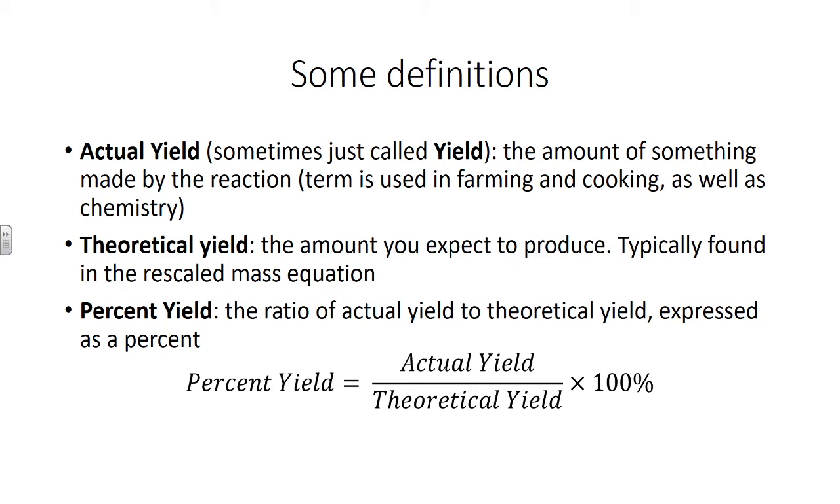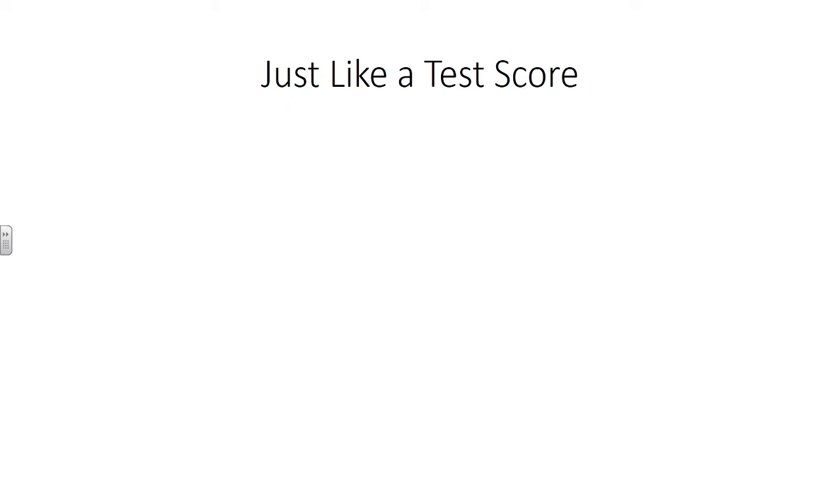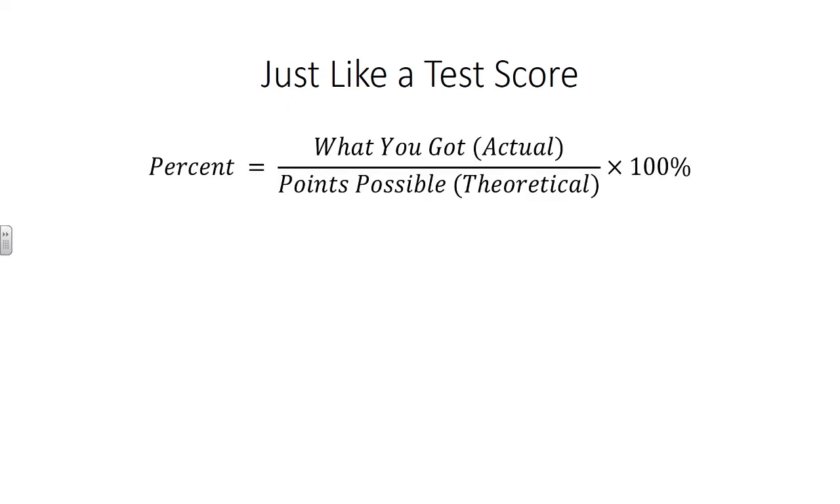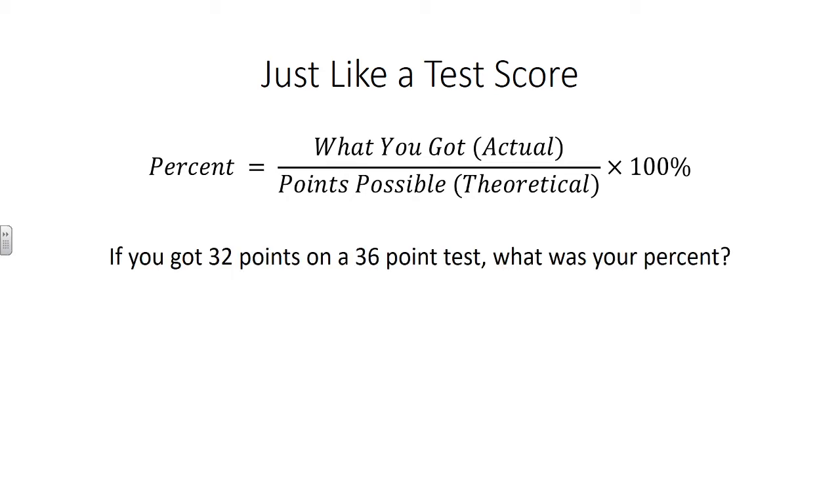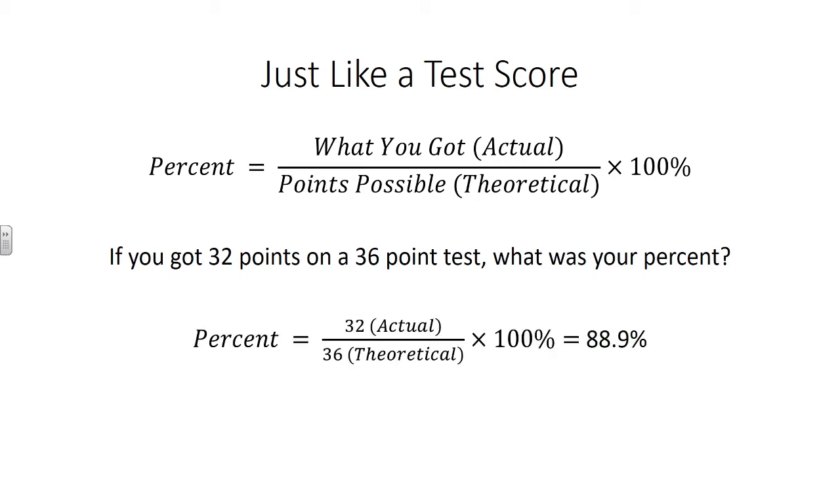So there's the equation for you. And percent yield is just like your percent on a test. So if you think about taking a test, the percent is what you got, that's your actual, divided by the points possible, that's the theoretical, times 100%. This assumes no extra credit on the test, but that is your percent, what you got, divided by the points possible, and then multiplied by 100%. So if you got 32 points on a 36-point test, what was your percent? Well, just 32 over 36, right? Your actual over your theoretical, multiplied by 100%, and there you have it, your 88.9%. B+. Time to see what this looks like in the world of chemistry.